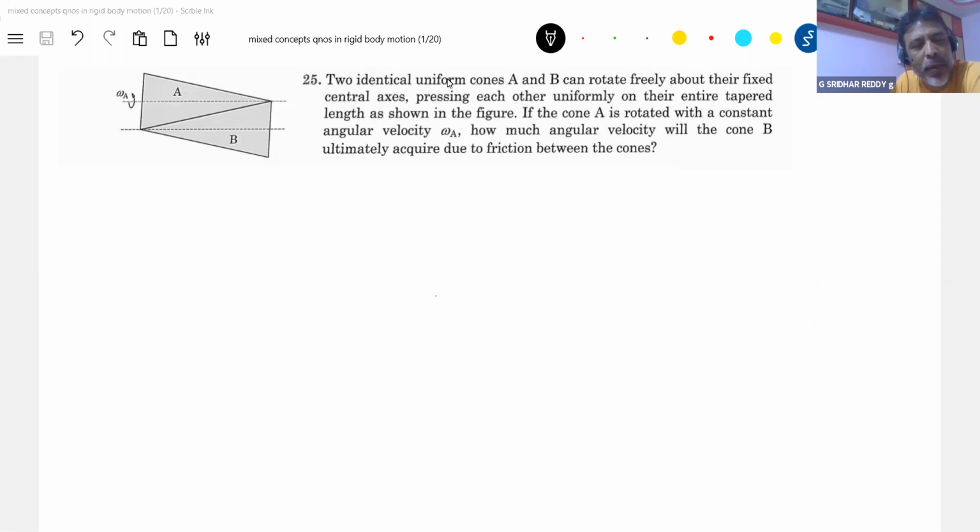So let me pick up some good problems from Pathfinder and some Olympiad books where mixed concepts are there. Not like one rolling problem or that one. Almost all ideas will be involved in one problem. I'm just picking a problem. Just listen carefully. You need not bother about anything because all the data and information is given.